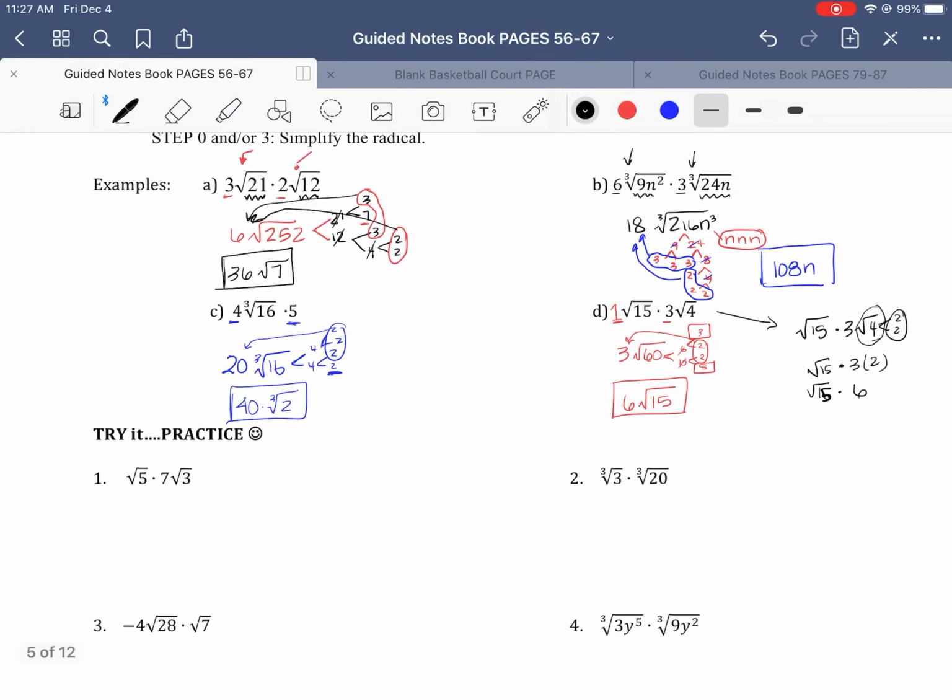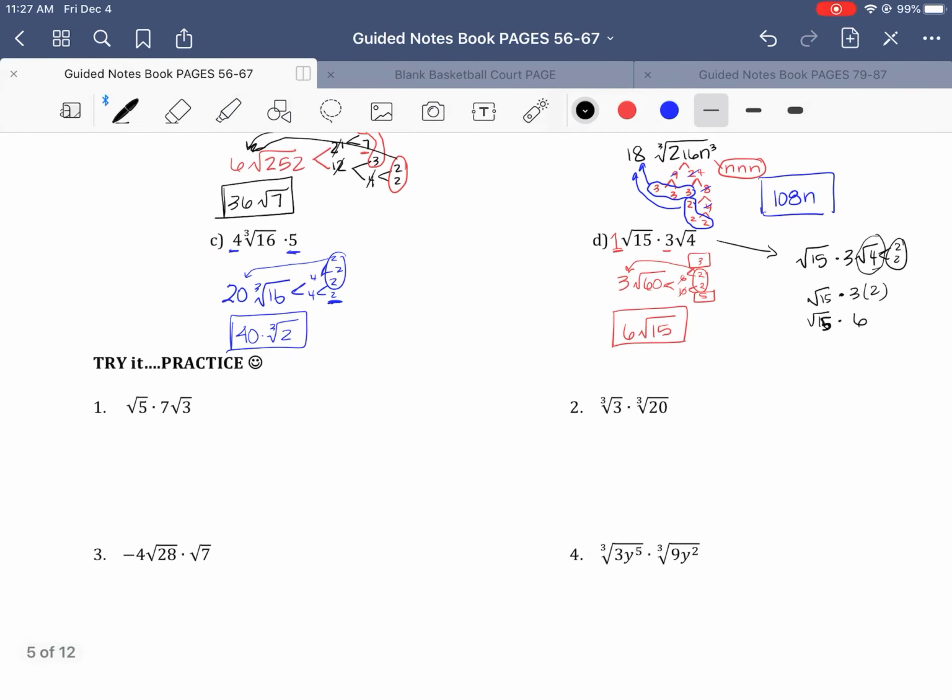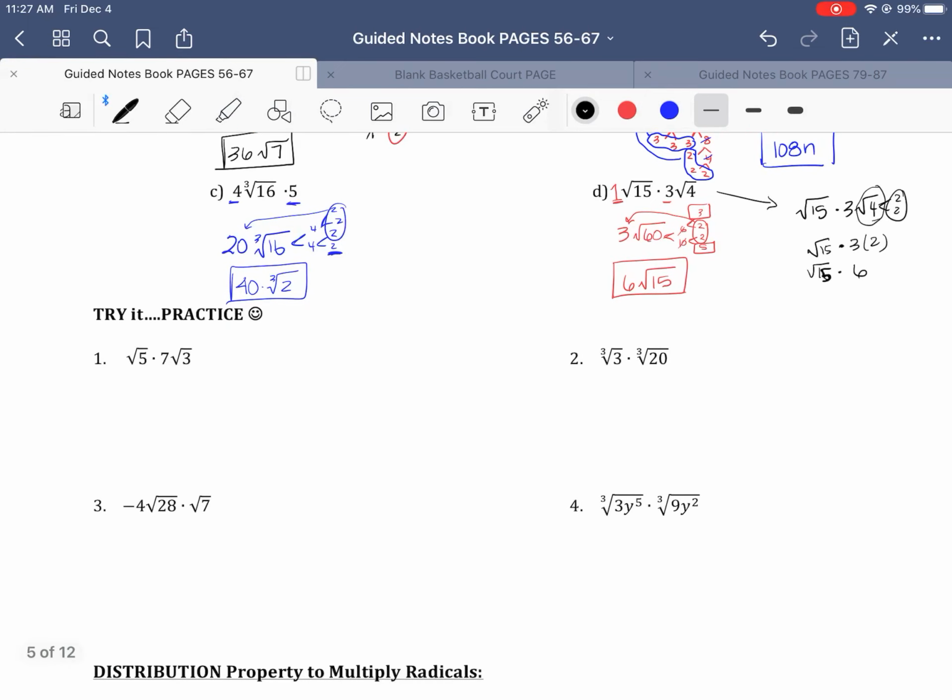Okay. There's some more examples down here, so I would suggest trying a few of them and then checking it with the guided notes key that's been posted.